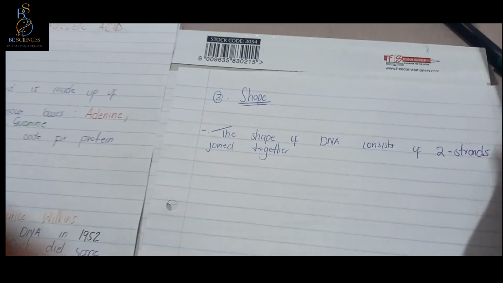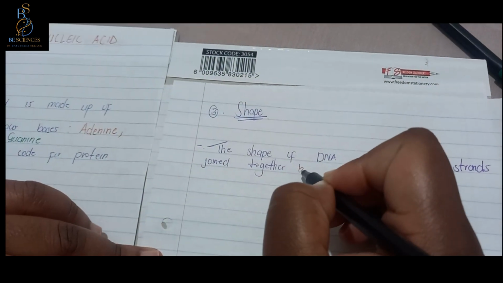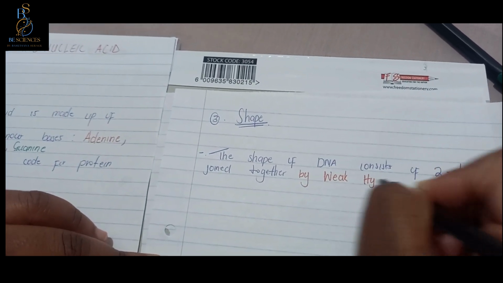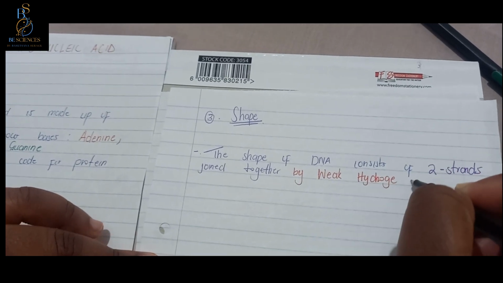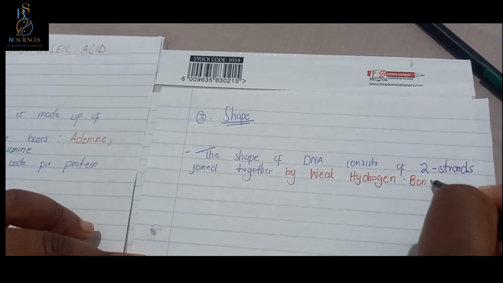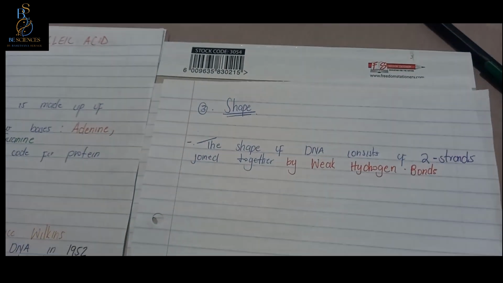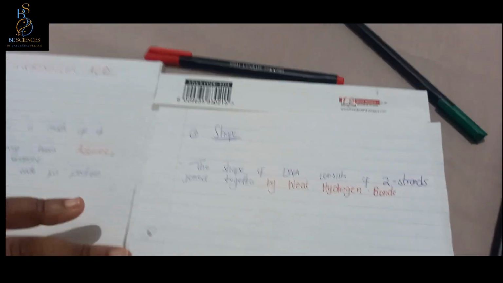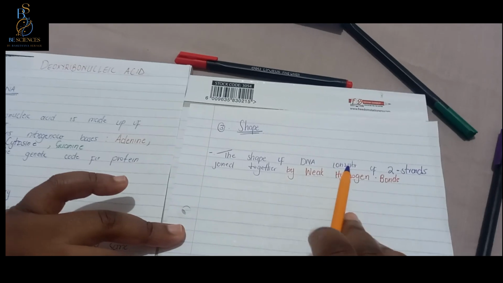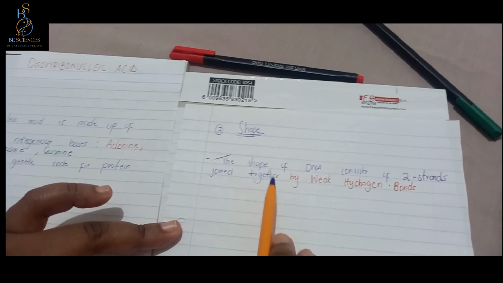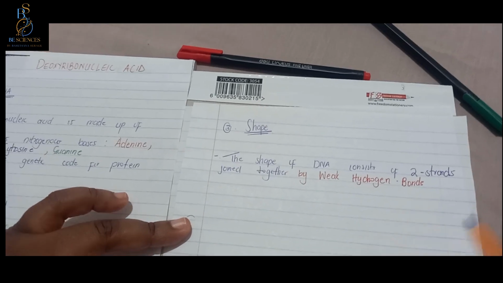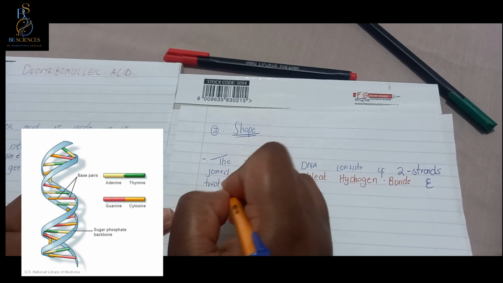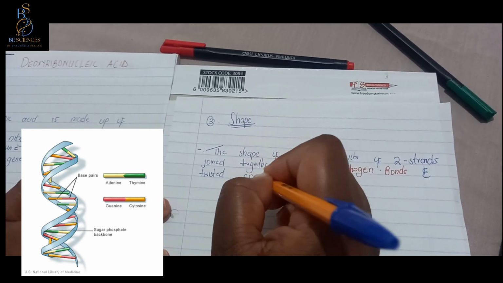Okay, I don't know if you can remember, by weak hydrogen bonds. And I did say they need to be weak so that during DNA replication on our next video, it can be able to unwind. Right. Okay, so the shape of DNA consists of two strands joined together by weak hydrogen bonds and twisted. It has been twisted spirally.